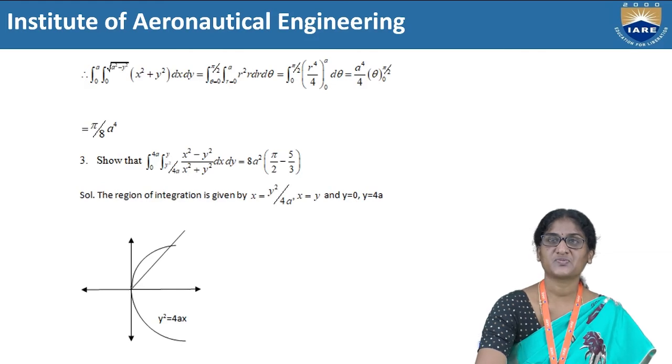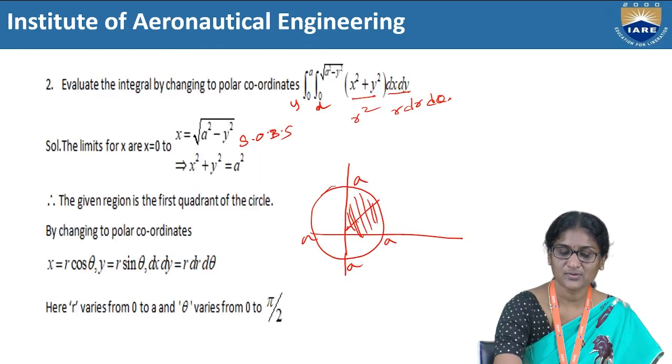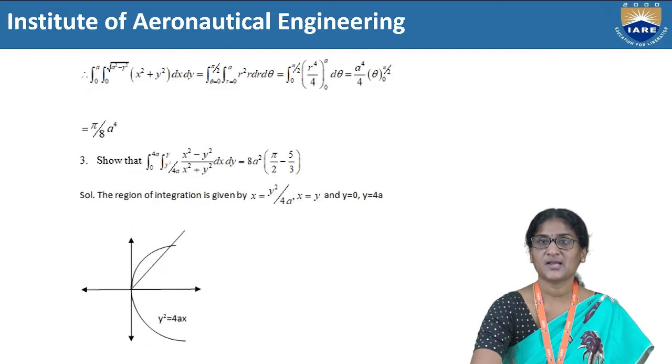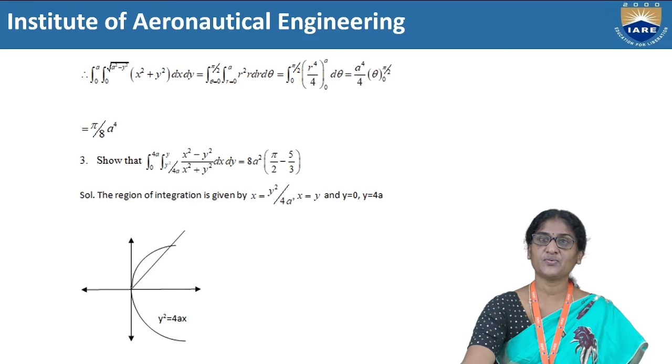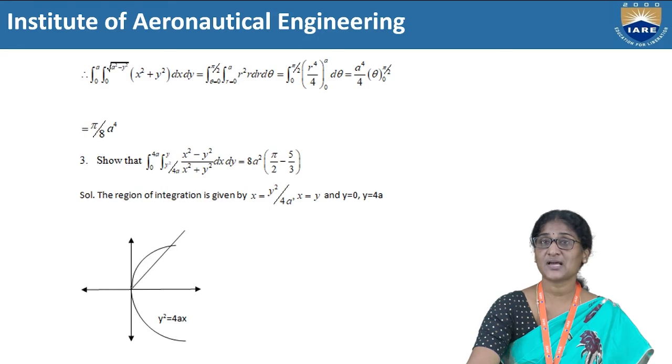Theta raises from 0 to pi by 2, and r raises from 0 to the point r is equal to a. So the radius becomes the radial vector, this r value, and that is what the limits he has given. So theta raises from 0 to pi by 2 and r raises from 0 to a, r square into r. From where did I get this r square?